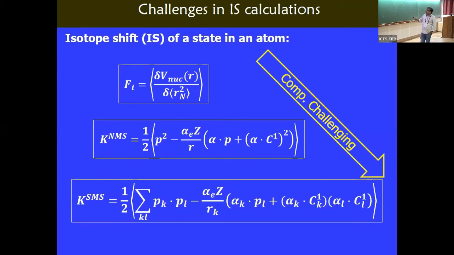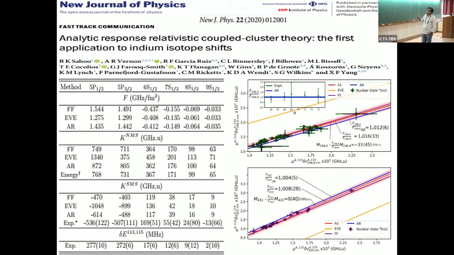And these are actually the relativistic expressions to calculate the normal mass shift and specific mass shift constants. So this is the first time we proposed this method and applied it. We applied it to indium, and there were some measurements going on at CERN. By combining that, we tested this King's plot, and these were our calculations there. These are our estimated uncertainties.